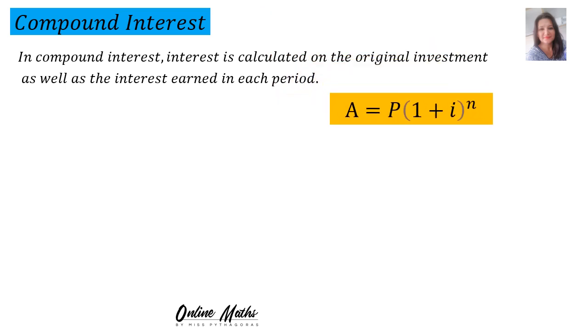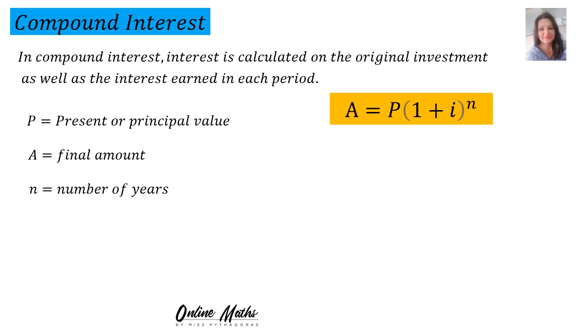The formula that we use for compound interest is A equals P times bracket 1 plus i to the power of n. P is the present or principal value. A is the final amount. n is the number of years. i is the rate of interest. Remember, i is r over 100.